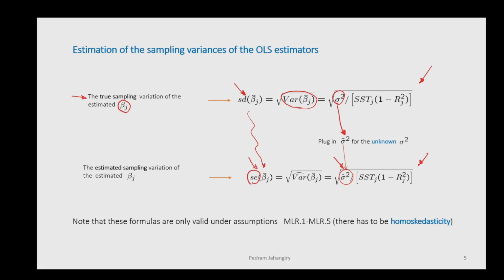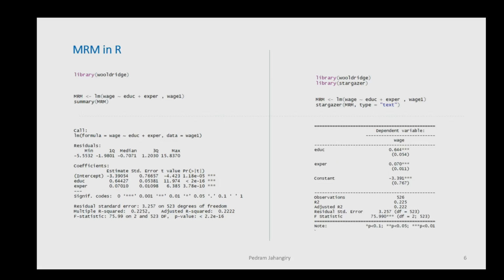Okay, and OLS is going to be able to calculate these numbers for us. Here is how R is going to give us back all those numbers. Again, by now you're quite familiar with these tables. You know how to read them, but let me quickly look at the Stargazer output.